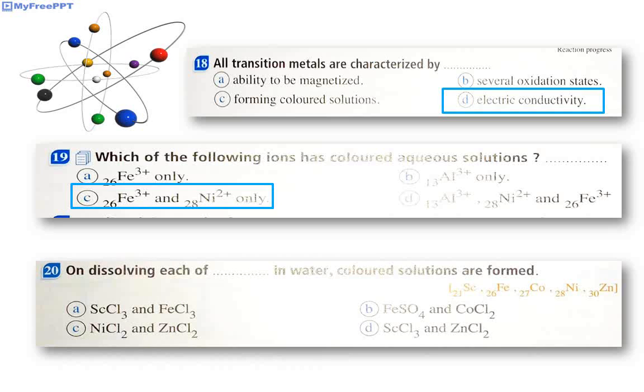On dissolving each of what in water, colored solutions are formed? We have scandium, iron, cobalt, nickel, and zinc. Okay, which of them will make a colored solution? Do you think iron and cobalt will give color? Iron 2, in this case iron sulfate, and cobalt also, oxidation state 2, will give a colored solution. It is the last question of our lesson.